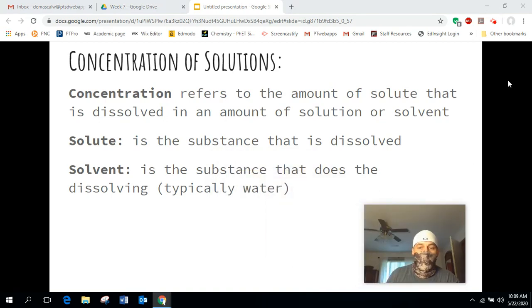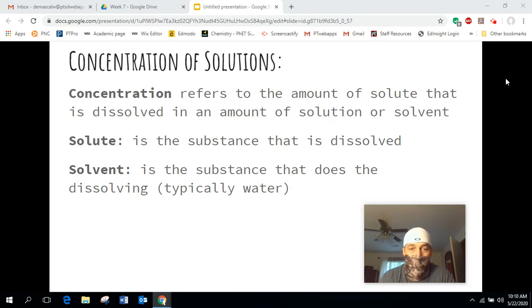So when we talk about concentration, what we're trying to explain is how much of the solute is dissolved in a certain amount of a solution. The solute is what's being dissolved. Think about a Kool-Aid mixture. The water that you put in the pitcher is your solvent. It's what does the dissolving.